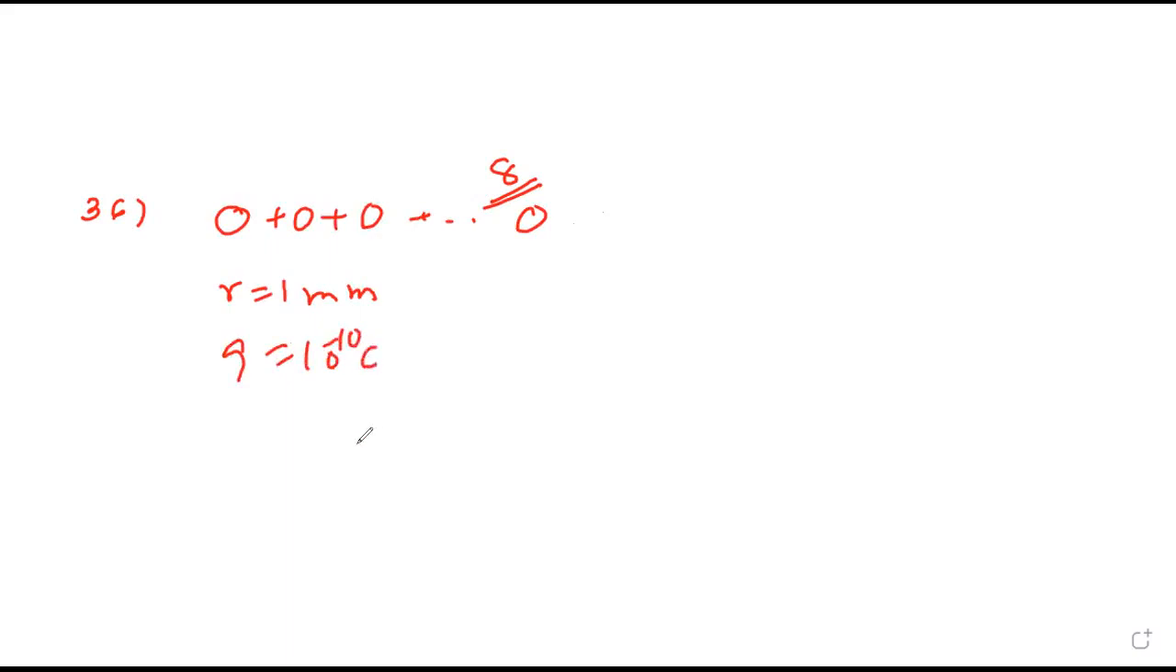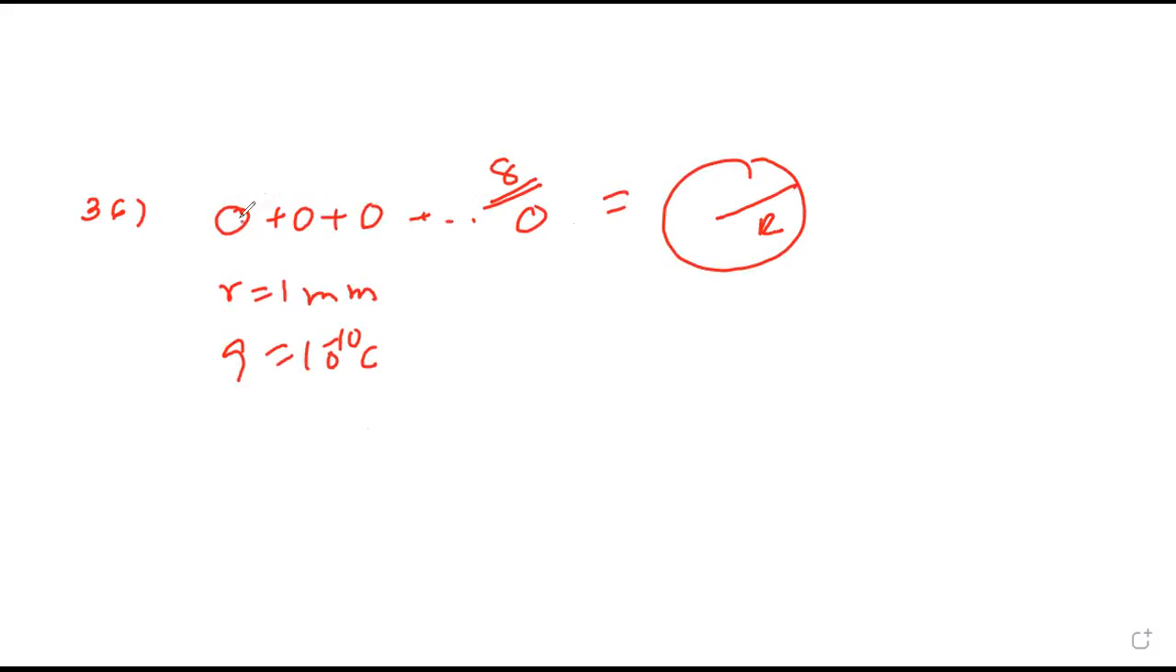8 charged drops of water, each of radius 1 millimeter, having charge of 10 raised to minus 10 coulomb, combine to form a big drop. Determine the potential of the bigger drop.